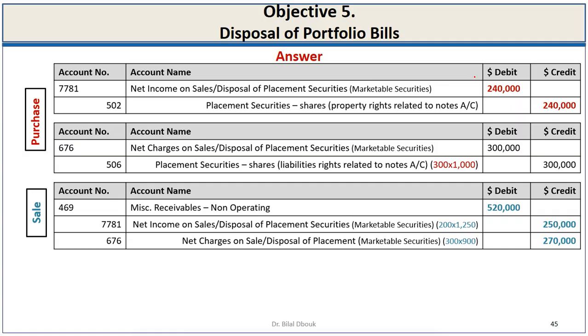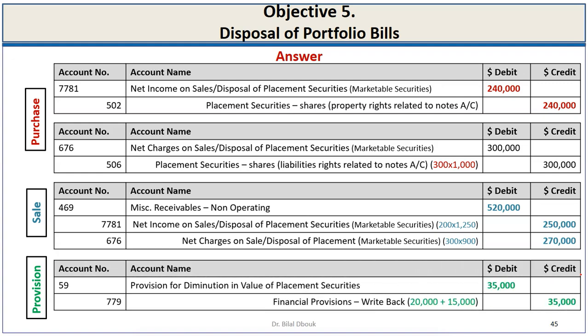Regarding the sale entry, I debit accounts receivable in account 469 for the total amount of 520, and I credit for 250 the net income on sale or disposal of placement securities by the sale amount, and I credit 676 account net charges on sale or disposal of placement securities by $270,000.